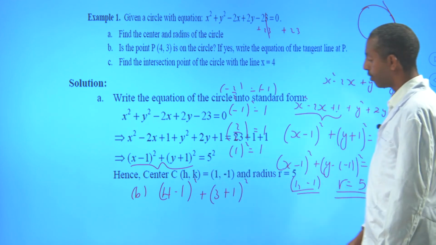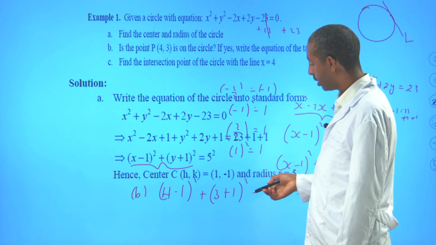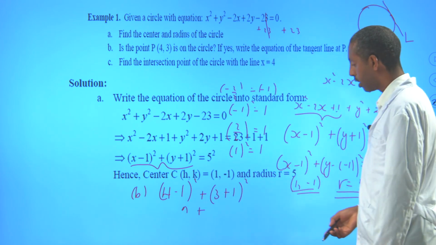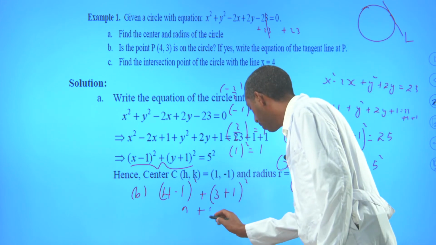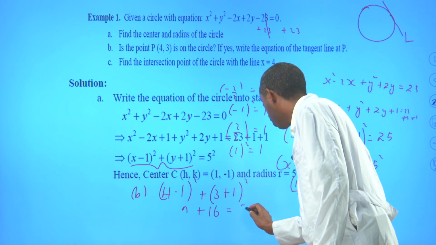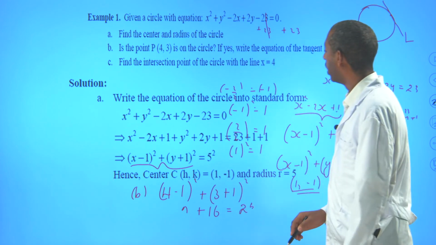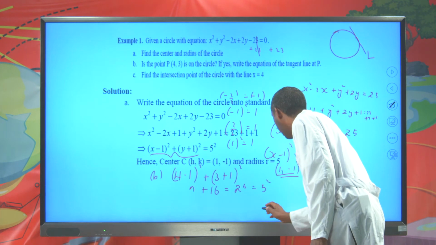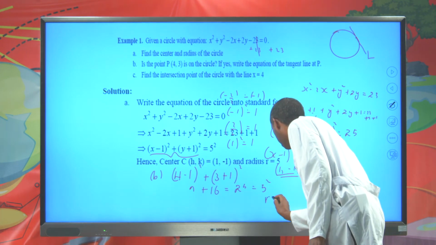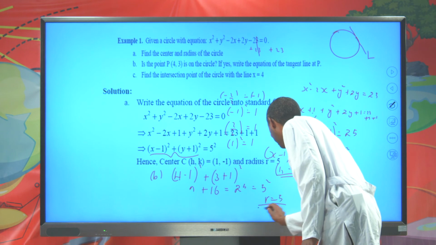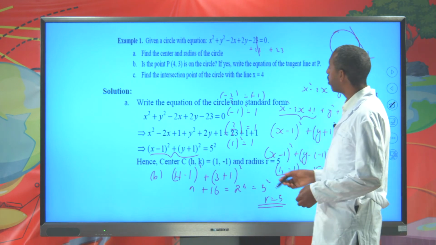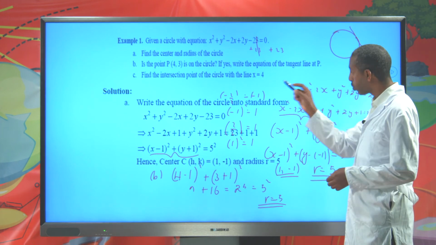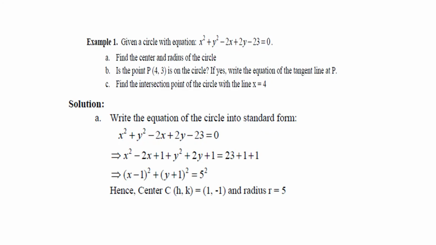So let's find the value of this. 4 minus 1 is 3, 3 squared is 9, plus 3 plus 1 is 4, 4 squared is 16. Adding them gives you 25, which is the same as 5 squared. And 5 is the radius, r equals 5. That implies the point (4, 3) is on the circle. This is one way of checking whether this point is on the circle or not.